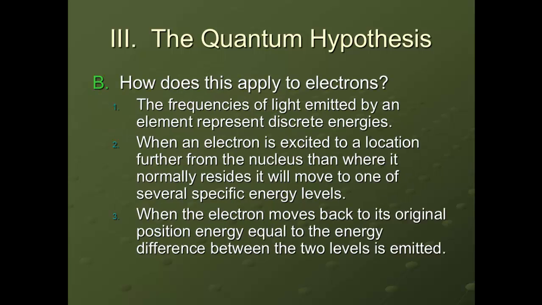So this becomes really interesting because if light has properties of matter, then perhaps matter has properties of light. So the frequencies of light emitted by an element are in these discrete energies, and when they're excited, they would go to one of these specific energy levels and move back down. And when the electron moves back down, it's emitting this energy that we see as light.